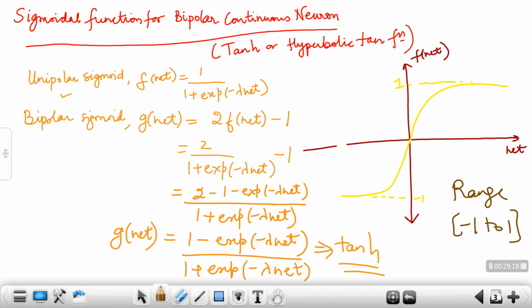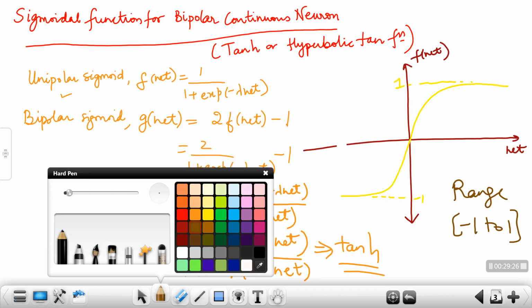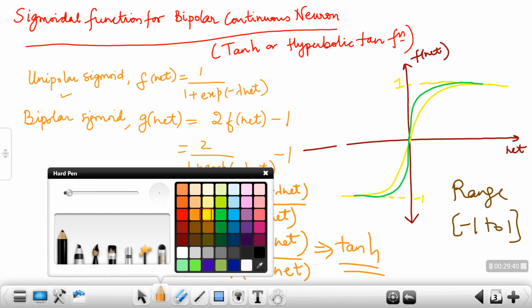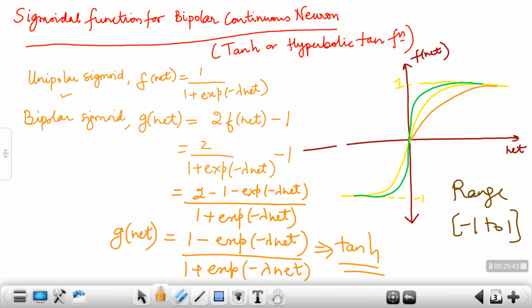The range of this function is between -1 and +1. And if you want, with varying values of lambda, you can plot the graph again. Say this is lambda equal to 1.5, then with other values you can plot somewhat like this, and one more I can plot. So this we say is lambda equal to 1, and this one maybe lambda equal to 1.5. I think it's better to write in that particular color itself.